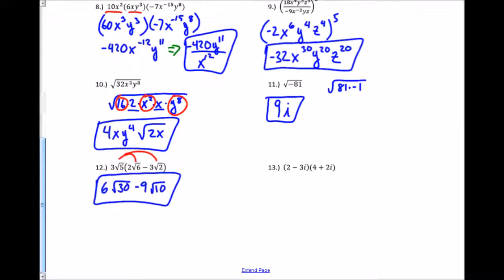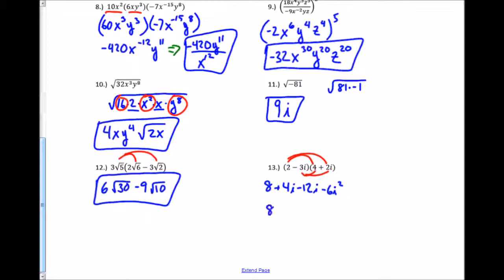For this one, I'm just using my distributive property. I'm foiling. So I distribute the 2. That's going to give me an 8 plus 4i. And then I distribute the negative 3i. That gives me a negative 12i minus 6i squared.